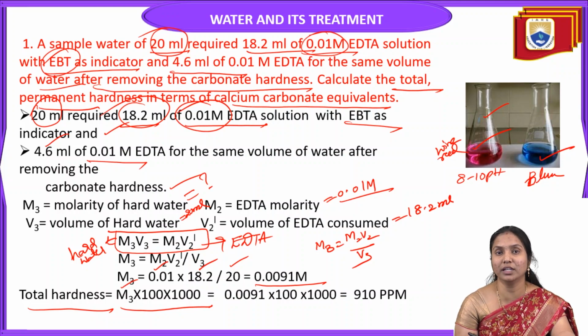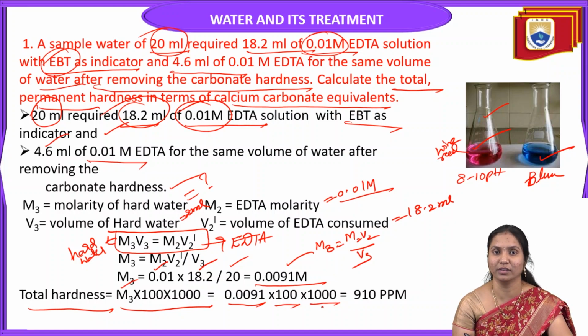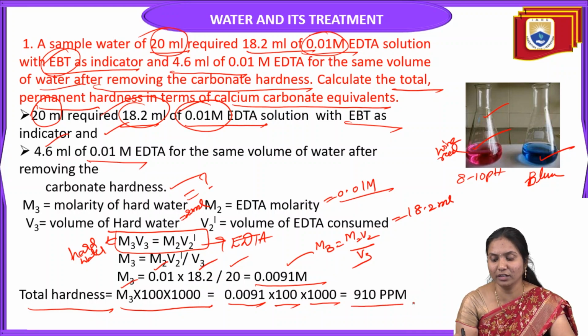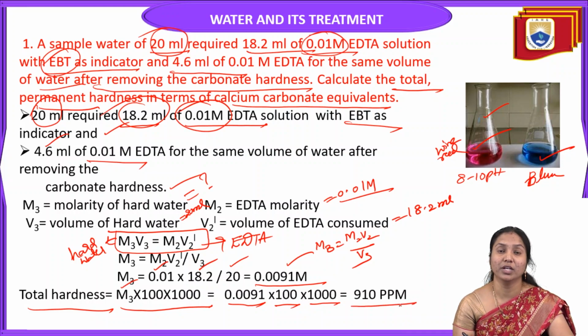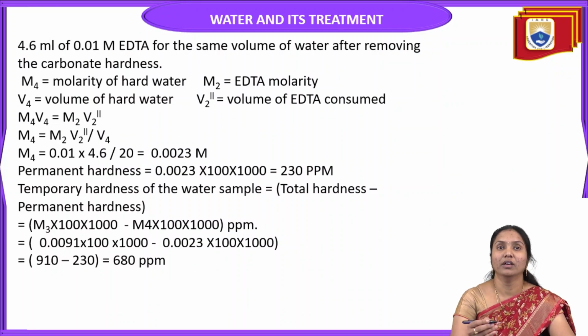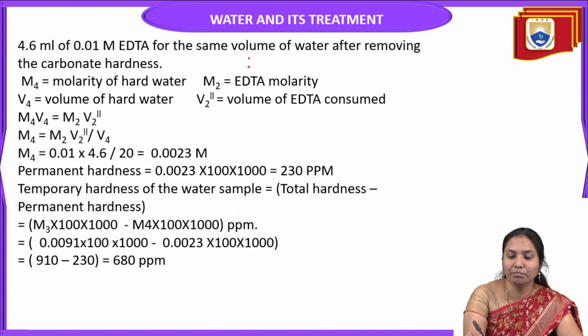We can substitute the M3 value, the molarity of the given hard water, 0.0091. So 0.0091 into 100, the calcium carbonate molecular weight, and 1000, the total makeup solution, equals 910 ppm. So the total hardness of the given water sample is 910 ppm. Now I can calculate the permanent hardness of the given water. In the second case, we can determine the permanent hardness.